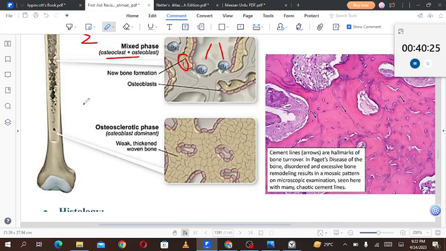Then the third stage is the osteosclerotic phase, or osteoblast dominant phase. There is weak, thickened, woven bone that will be seen.